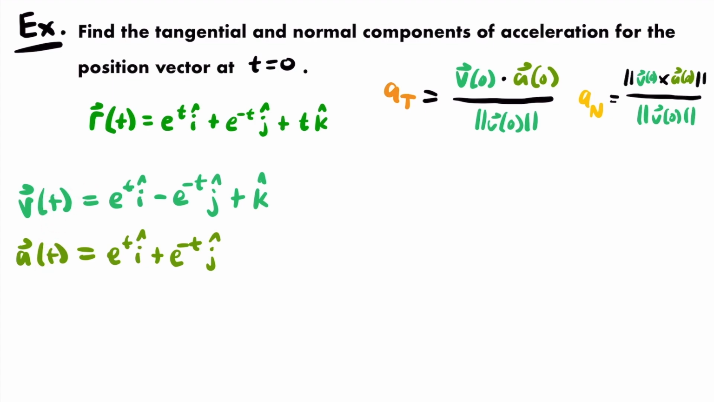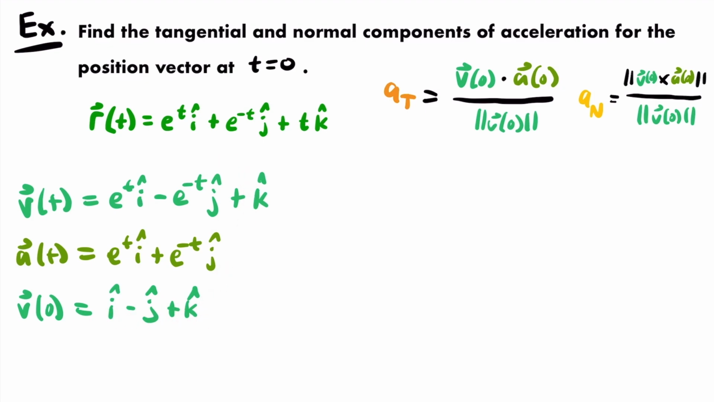Starting with the velocity vector, v of 0 will be equal to e to the power of 0 times i minus e to the power of negative 0, j plus k. Alright, now in both of these cases, negative 0 is just the same as 0, right? We don't care about that minus sign. We have e to the power of 0 in both the x and y components. That's just equal to 1. So really what we get here is i minus j plus k. All right, plugging 0 into the velocity vector gives you components of 1, -1, 1. So that's what this right here represents.